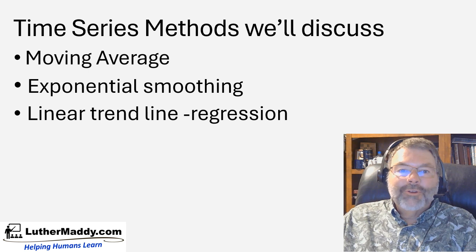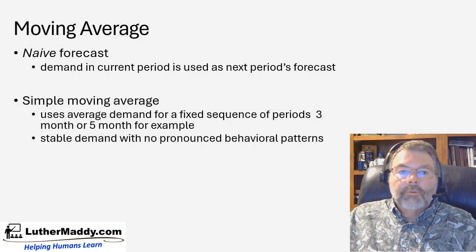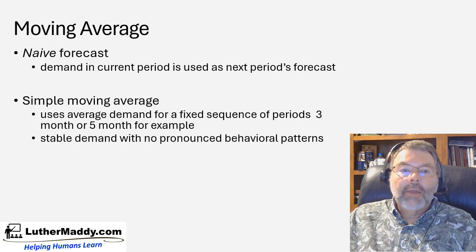With that introduction, it's time to get into some specific methods. The methods we're going to be talking about are the moving average, exponential smoothing, and forecasting with a linear trend line or regression. One of the simplest mathematical time series forecasts to do is the moving average. Within the moving average, we have a naive forecast and a simple moving average. With a naive forecast, which we'll discuss in more detail, we simply base the prediction of the current month's demand on the past month.